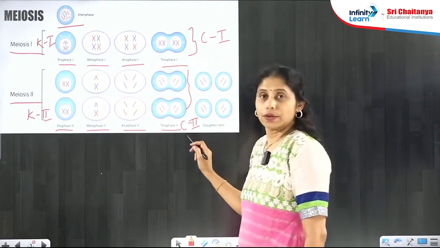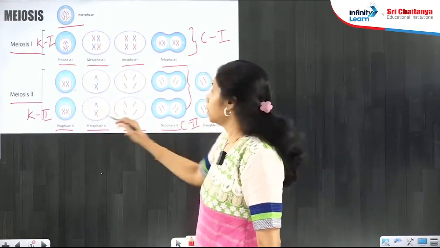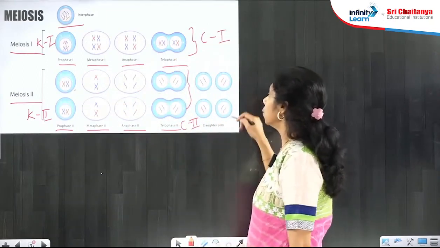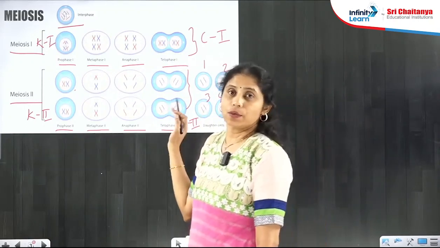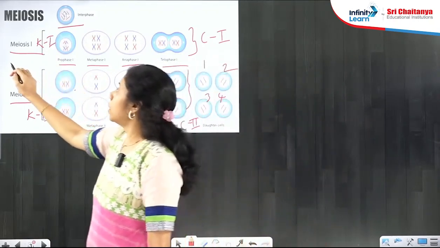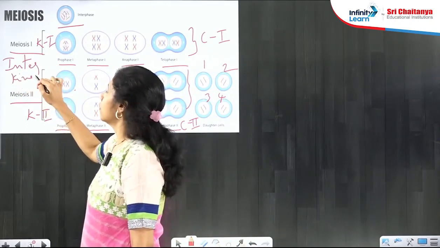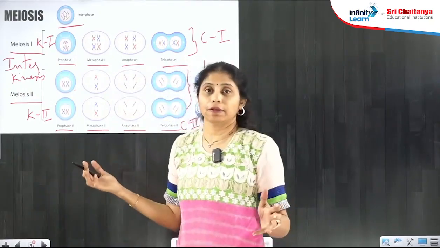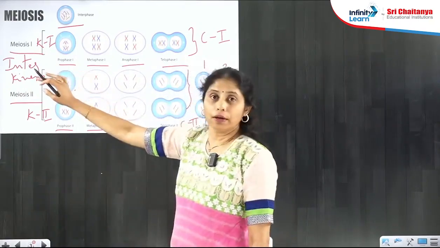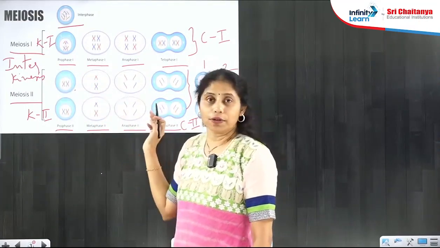Cytokinesis 1, cytokinesis 2. By the end of the first, you will get 2 daughter cells, and by the end of meiosis 2, you will get 4 daughter cells. This is exactly what is going to happen in meiosis. In between we have the interkinesis, where there is no DNA replication, the cell is just preparing itself. It will take some rest and then continue with meiosis 2.